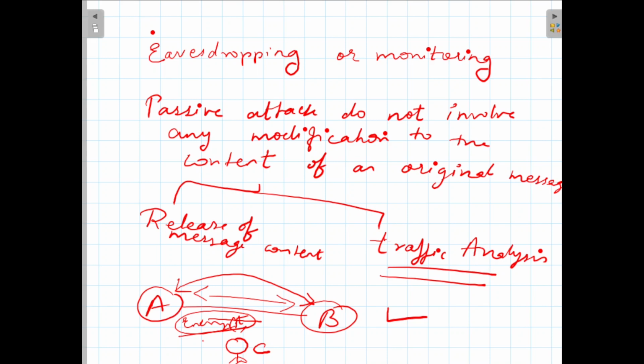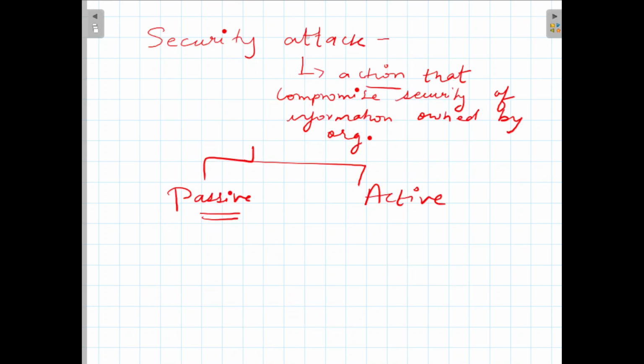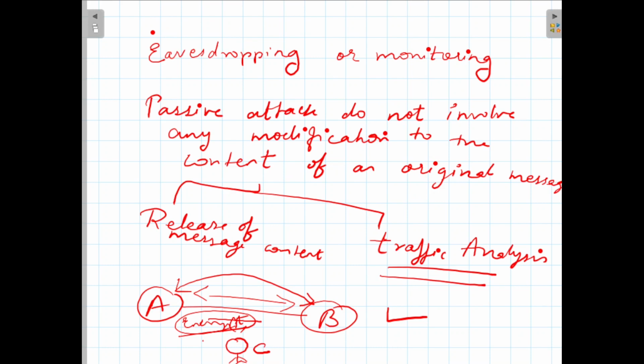So I hope that you have understood what the passive attack is. So basically, what is attack? Attack is any action that is going to compromise the security of the information, means any action that is going to cause harm to the information owned by the organization. And basically the attack is of two types, that is passive attack and active attack. Active attack we'll study in the next lecture.